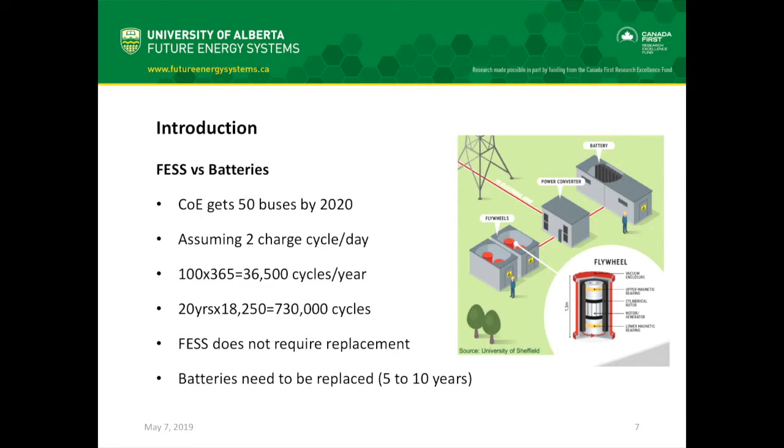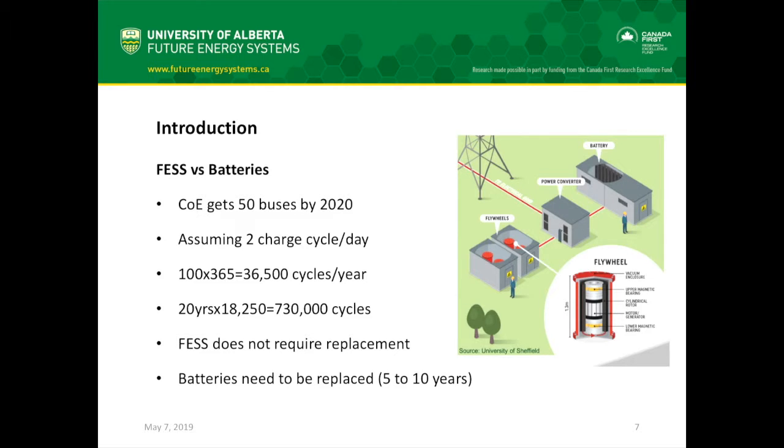Moving on, this is another example of the difference between flywheels and batteries. As I just mentioned, the city of Edmonton is planning to convert its complete fleet to electric buses by 2030. As a starter, they're getting 50 electric buses from Proterra, which is an American manufacturer, by next year's summer. So let's say the buses are being charged.